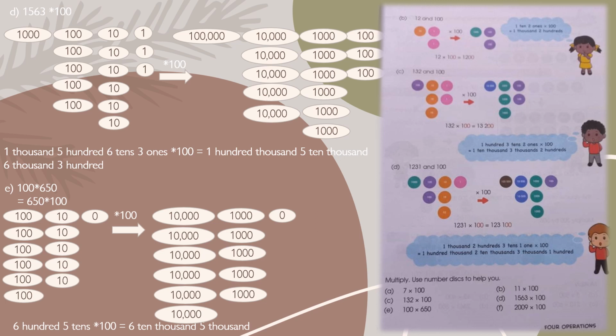When 100 is going to multiply with 100, it becomes 10,000. When 10 is going to multiply with 100, it becomes 1000, and 0 remains 0. So if we multiply 600, 5 tens with 100, we have 6 10,000, 5,000.